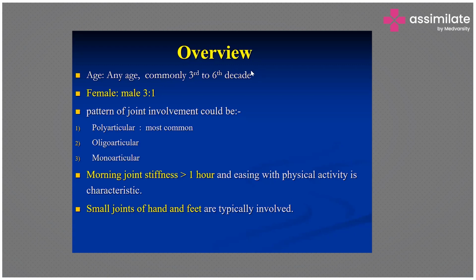As I told, it can affect any age. The main part to remember is the female to male ratio of 3:1, and the patient mainly complains of morning joint stiffness, which persists for more than 1 hour and eases with physical activity. That is its characteristic. The patient will explain that there is stiffness of joints when I get up, it persists for some time, and then when I start work, the pain is relieved. The typical joints involved are small joints, basically of the hand and feet.